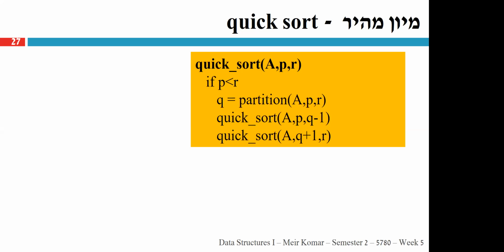Quicksort works in the following way. We receive the array A and P and R, the lower bound and upper bound. If P is less than R, Q is equal to partition(A, P, R). Quicksort(A, P, Q minus 1), quicksort(A, Q plus 1, R). One minute. This looks familiar. It's different, but familiar. That's what you're thinking to yourself.